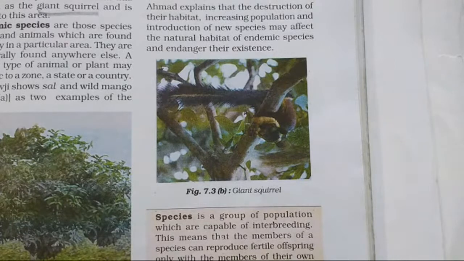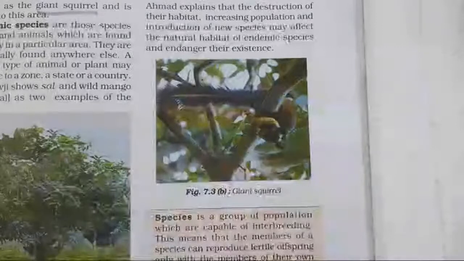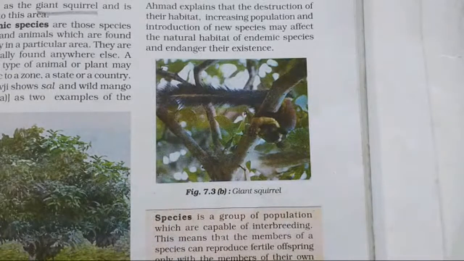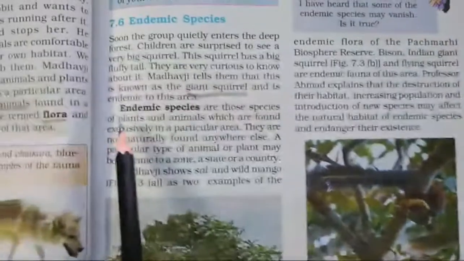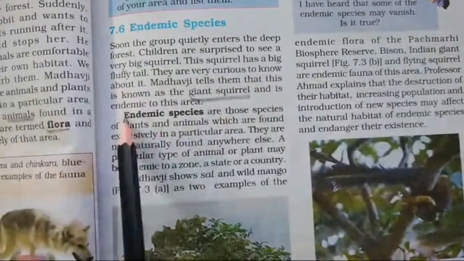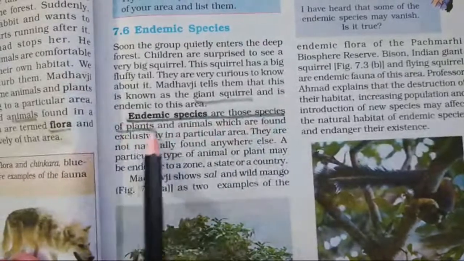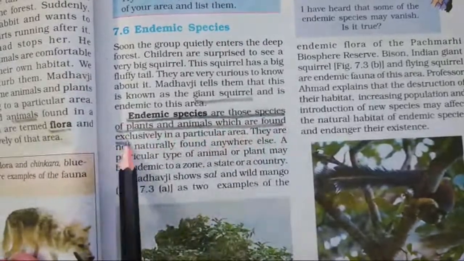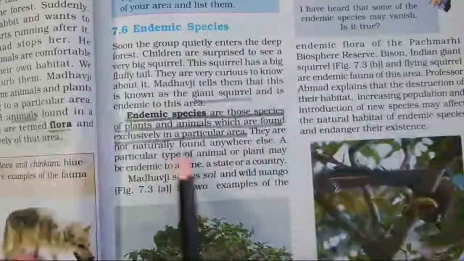So what is a giant squirrel? It is a squirrel which you will not find in the cities or around you. There are some animals which are found in a particular area, and that is called endemic. So underline this part of the book. Endemic species are the species of plants and animals which are found exclusively in a particular area. They are not found anywhere else.